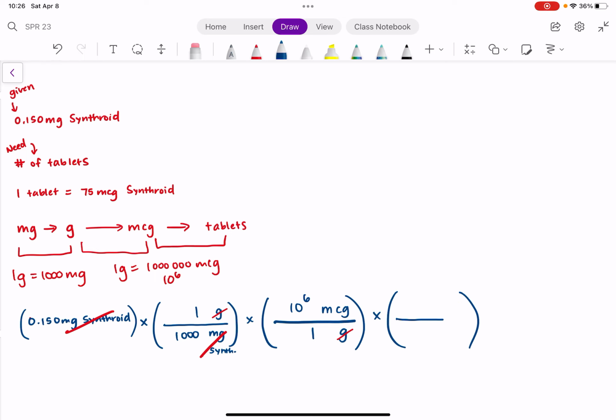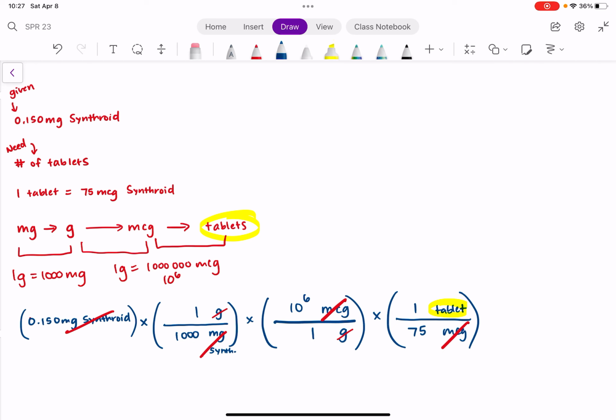Let's do this. So what goes on the top and what goes on the bottom? Tablets or micrograms? Micrograms goes on the bottom. Tablets goes on the top. What's our conversion factor? What numbers do we put there? Yeah, we were given this equality. So 75 micrograms equals 1 tablet. I know you guys, hang in there with me. And now we can cancel out those micrograms and get 2 tablets, which is our final goal. We wanted to end up in tablets.